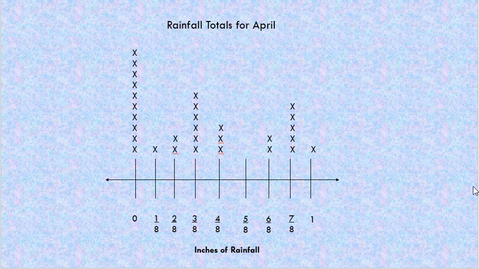So look at your tally chart and look at your line plot. See if you gave it a title. Our title is Rainfall Totals for April. See if you made your tally chart and labeled it with the measurements. And if you labeled your data, we labeled ours inches of rainfall. And if you put the appropriate number of tally marks above each of your measurements. Now, you can use this information for you and your family to discuss some of the rainfall in April.